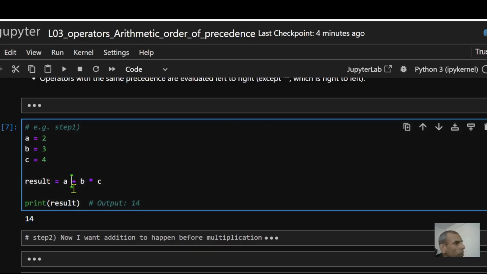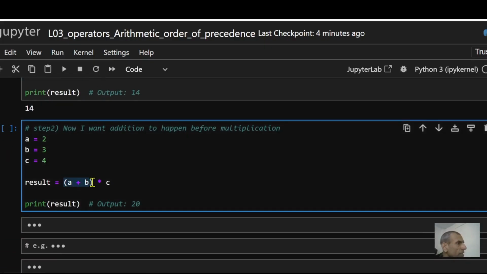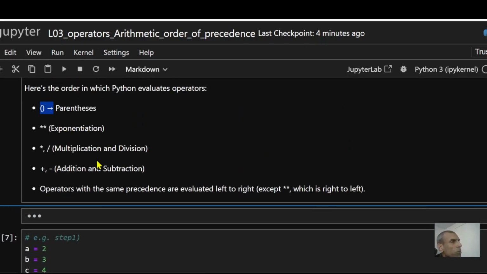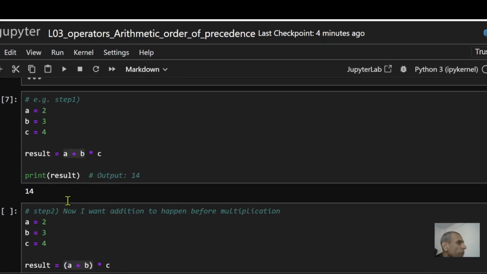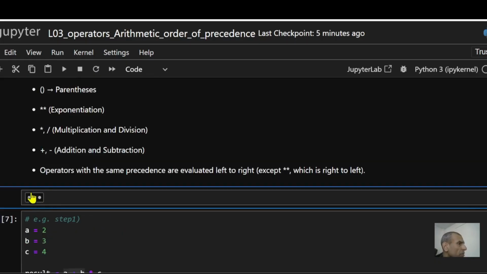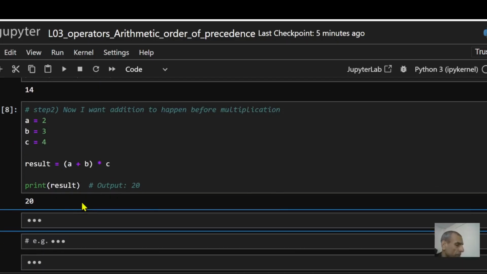Now, what if you want to perform a plus b first? Maybe you want to override that behavior. You can do that too by using parentheses. So in this case, I'm telling Python, because I know that parentheses take higher precedence, that I want you to evaluate a plus b first. So when I run this, it's going to do a plus b first. In other words, 2 plus 3, and the answer would be 5. And 5 times c, which is 4, is 20. And if I run this, it's going to give me the answer as 20. Let's come over here. Let's run this, and there you go, 20.